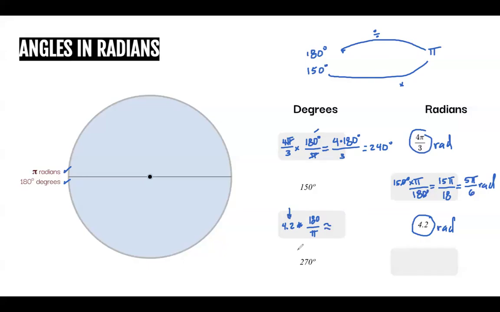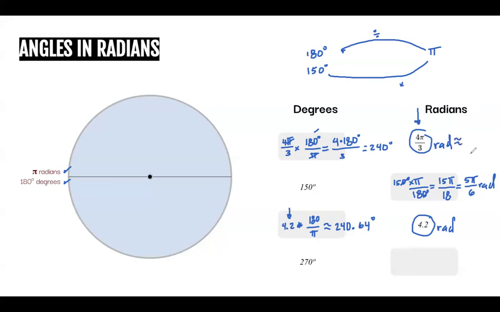So for this, I'm going to reach for my calculator, and I'm going to compute the operation. So that would be 4.2 times 180 divided by pi. And we get approximately 240 degrees, or 240.64 degrees.